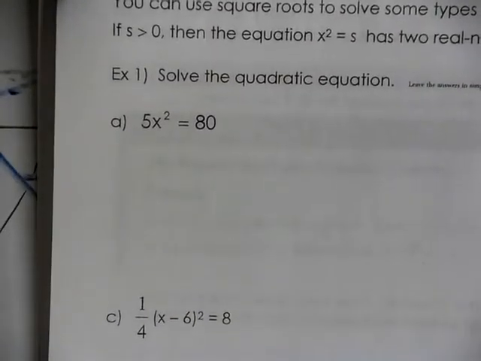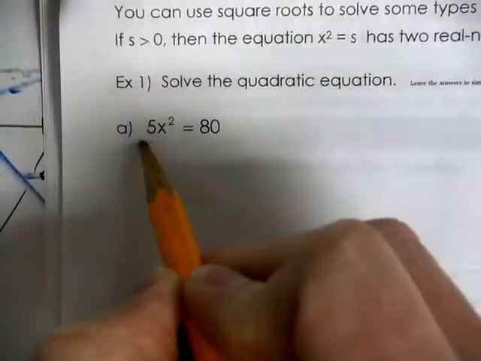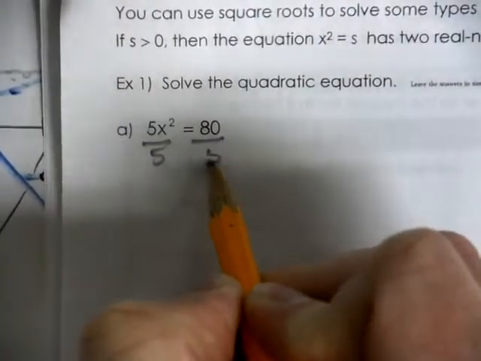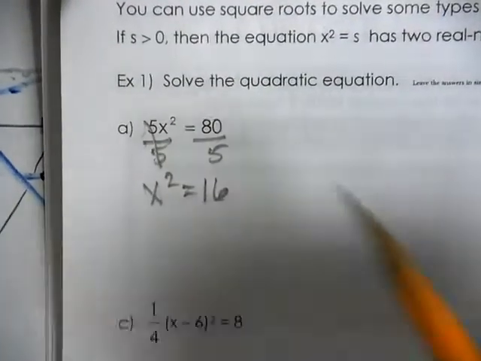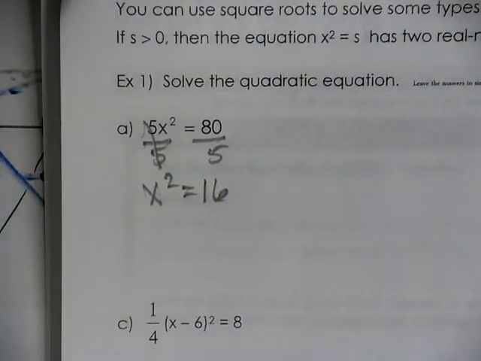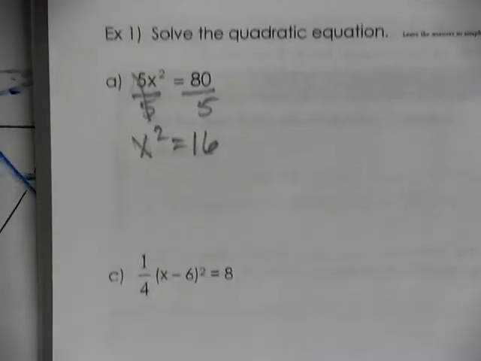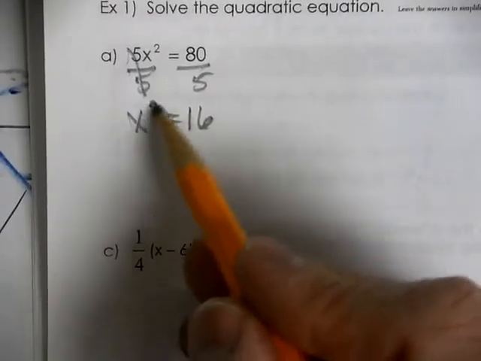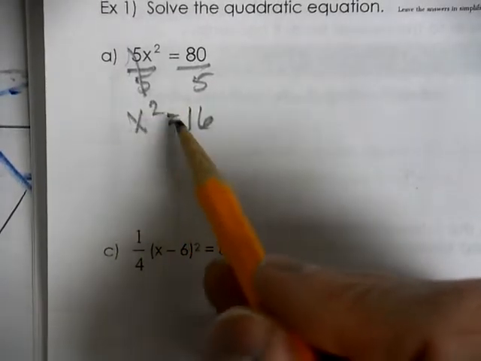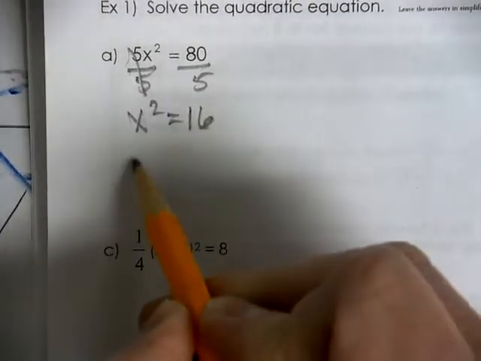So what we're going to do is isolate our x squared. So we're going to divide by 5. X squared equals 16. 5 goes into 80 16 times. So now we want to get rid of that square. X times x is x squared. So a number times itself is going to make 16.